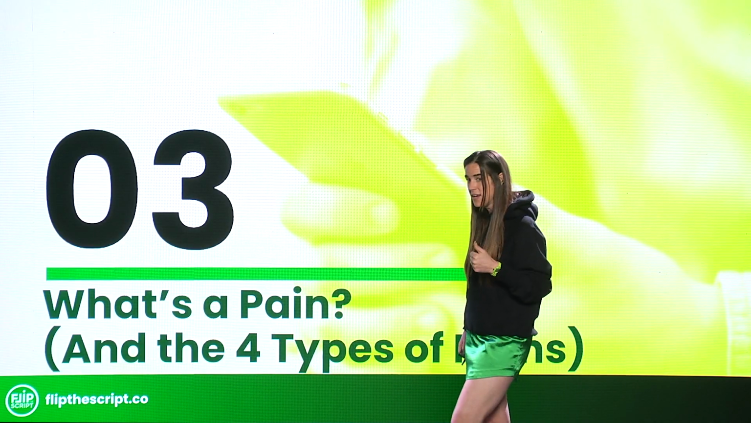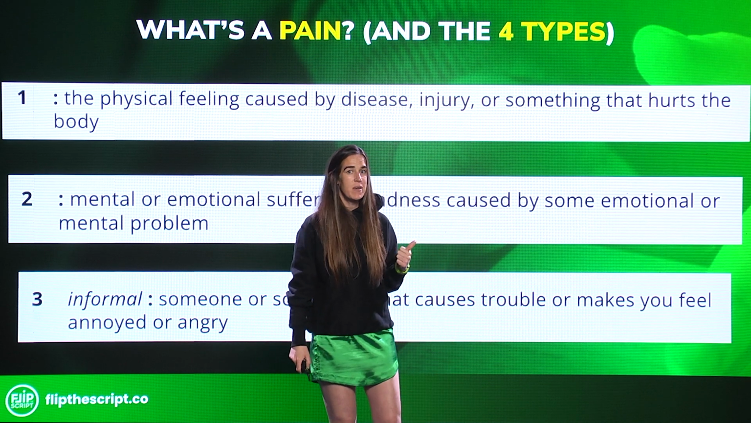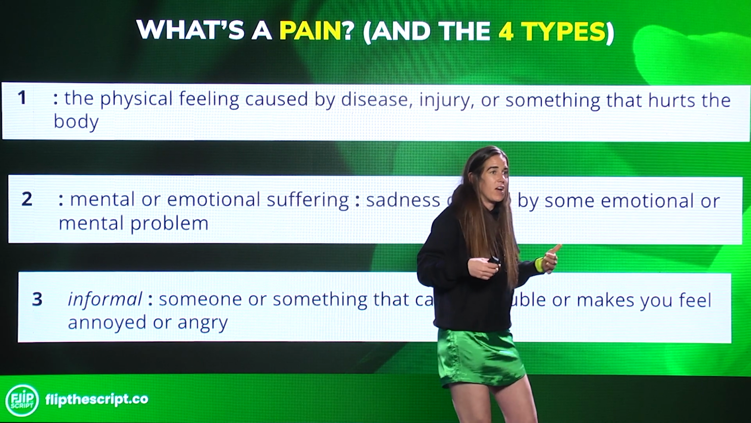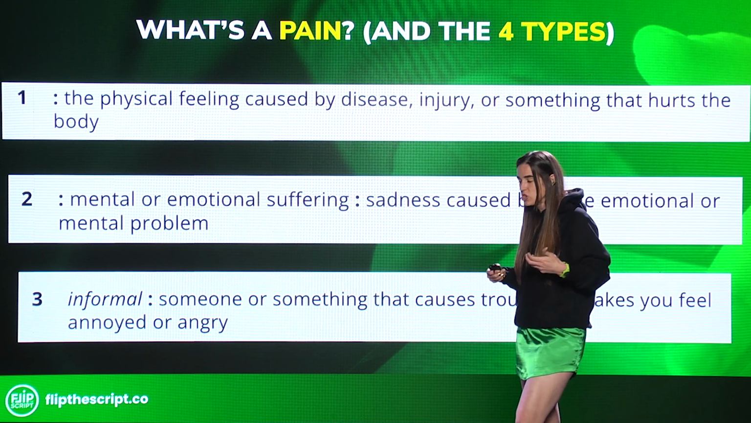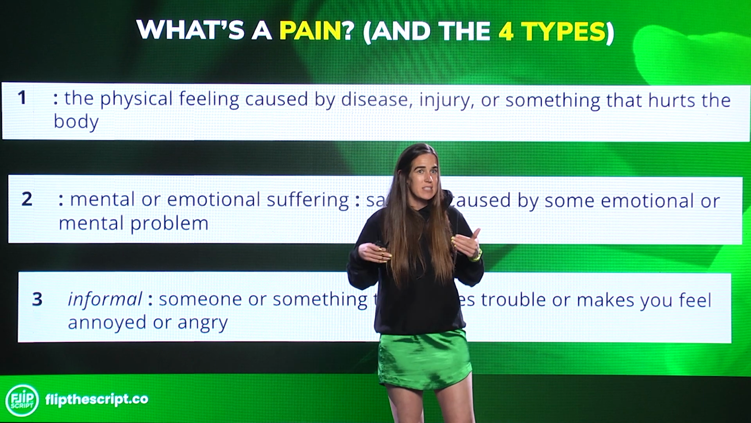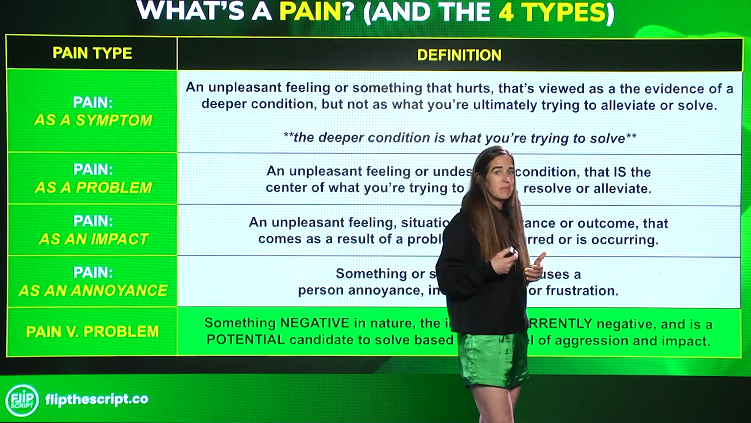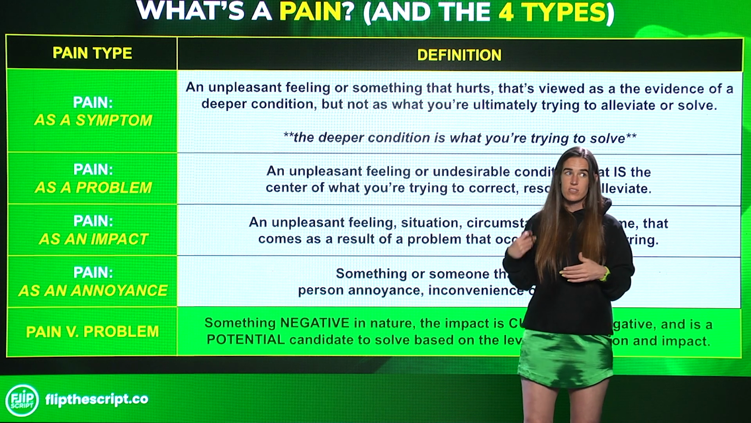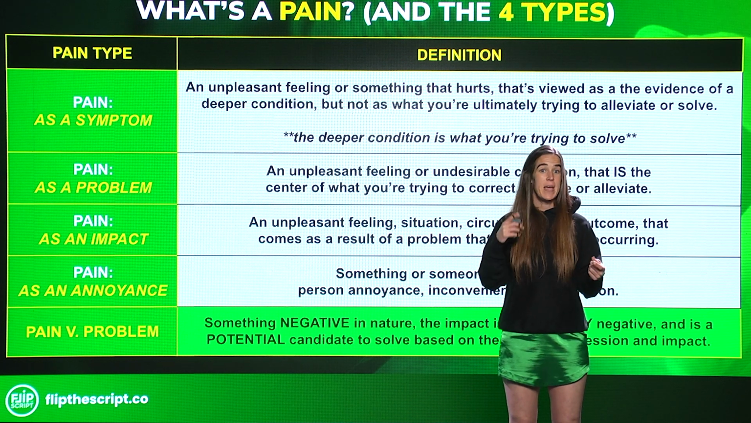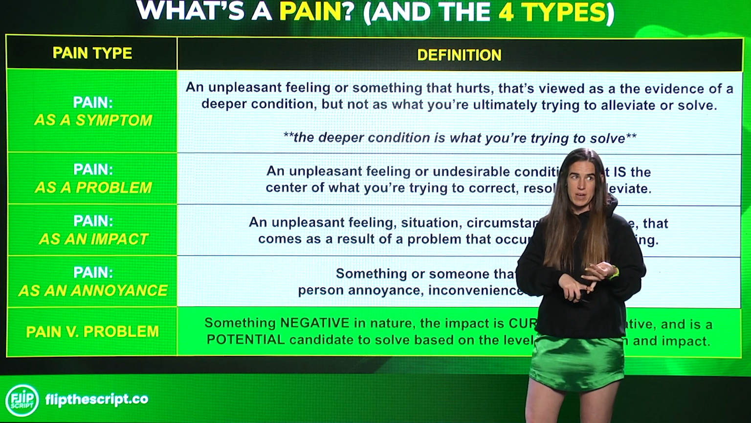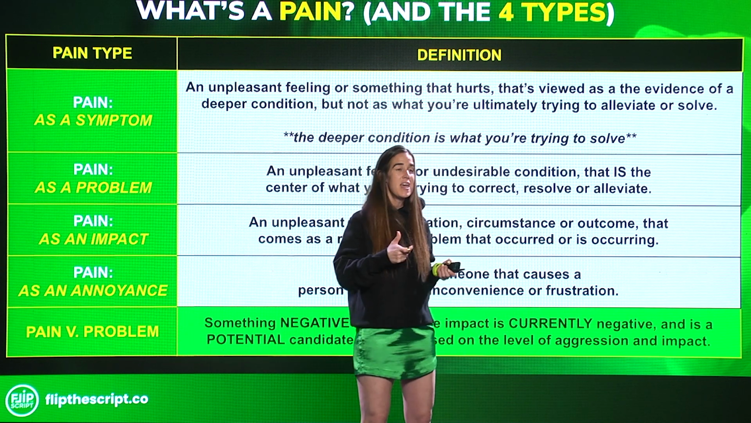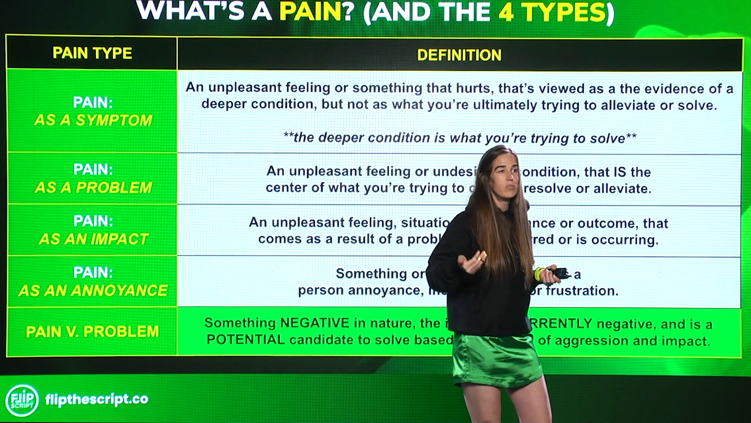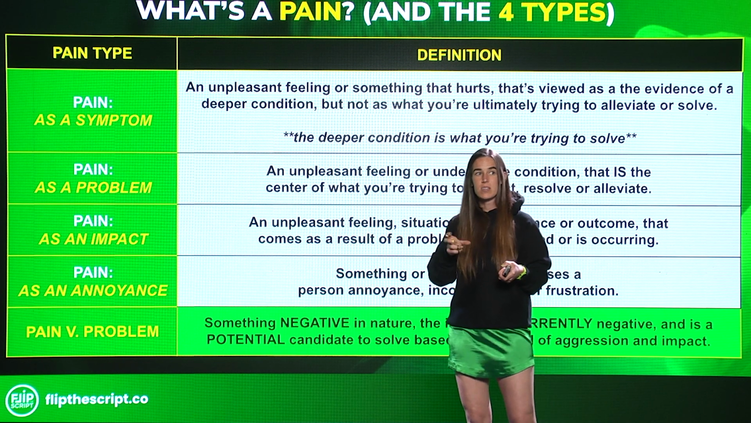Now let's go into a pain and the 4 types of pain. A pain is basically just something negative, suffering in the moment. It's something that's causing trouble, concern, worry, etc., but it's a current state that's happening. There are 4 types of pains, and then we're going to go into how pain and problem differ. There's pain as a symptom, pain as a problem, pain as an impact, and pain as just an annoyance. Pain as a symptom is essentially something that your prospect is feeling, and they're noticing that that is either linking to a deeper condition or that's the thing that they want to solve themselves.